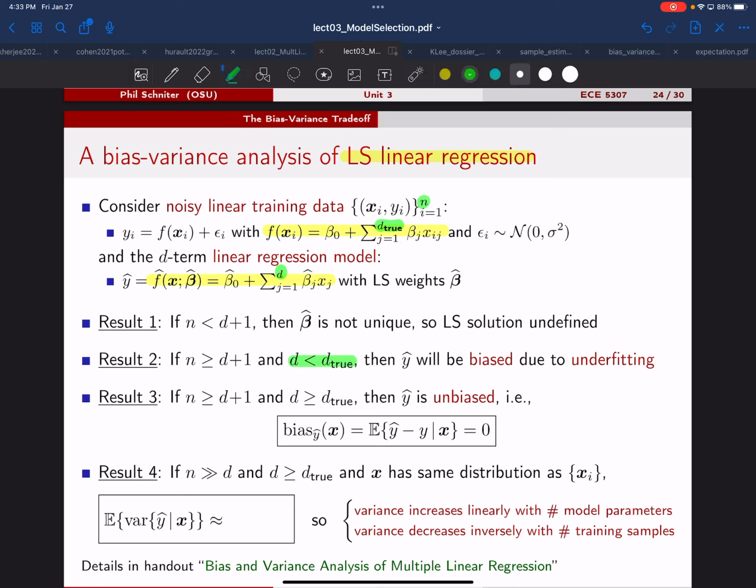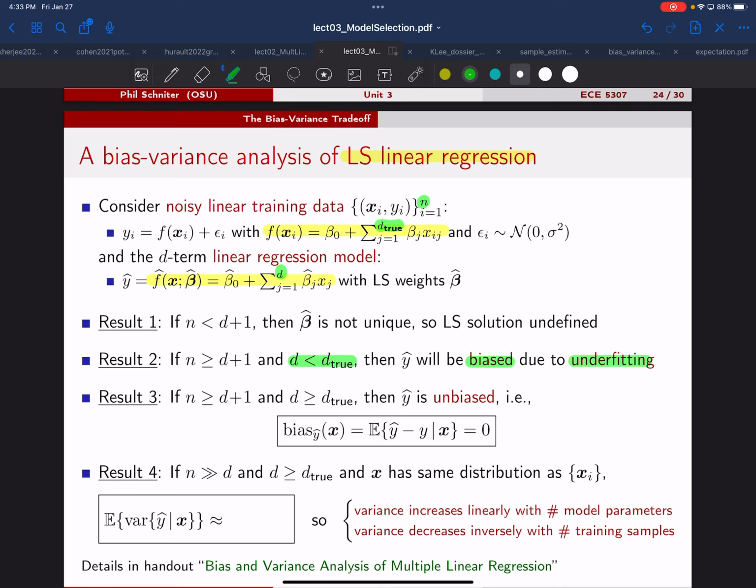what we assume for the model order D is strictly less than the true one. So in that case, it's not difficult to show that your model, your y hat, will be biased, and you will get underfitting. Underfitting is just kind of another word for bias because your model is too simple.